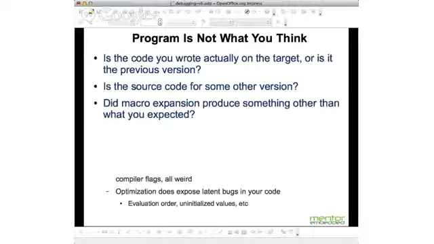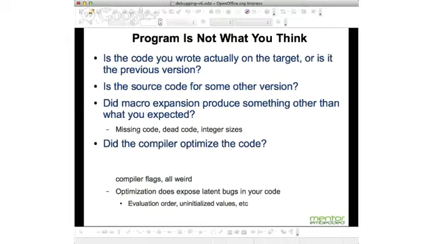Macro expansion can produce something radically different. And this is actually one way in which the host and target can differ, so that the host version of the software has a sensible macro expansion and the target version has some other macro expansion that you didn't know about. So you can end up with things like the code's missing, there's dead code, integer sizes change. Especially these days when you have a 32-bit target and a 64-bit host, the host may work just fine because it's using 64-bit numbers and the target's not because it's using 32.